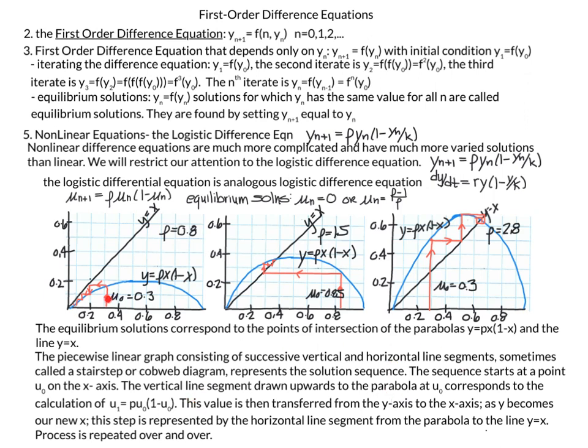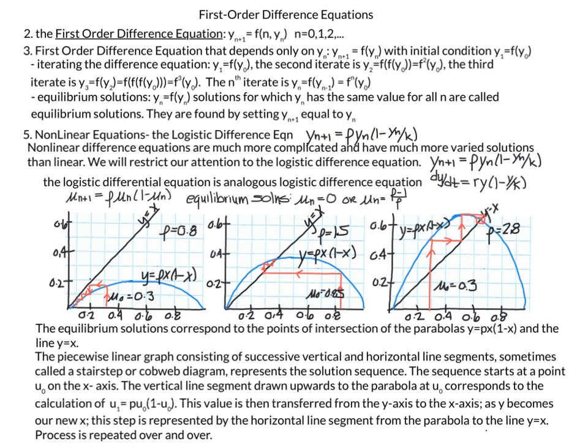So this piecewise linear graph, these staircases or these cobwebs in red, consisting of successive vertical and horizontal line segments, sometimes called a stair-step or cobweb diagram, represents the solution sequence. The sequence starts at a point mu naught on the x-axis. So for example, here, here, or here. The vertical line segment drawn upwards to the parabola at mu naught corresponds to the calculation of mu1 equal to rho mu naught (1 minus mu naught). So here, up to the parabola.